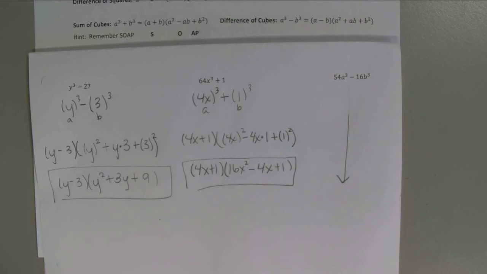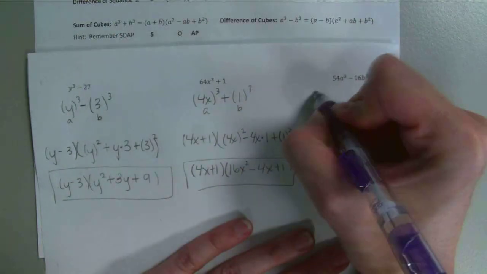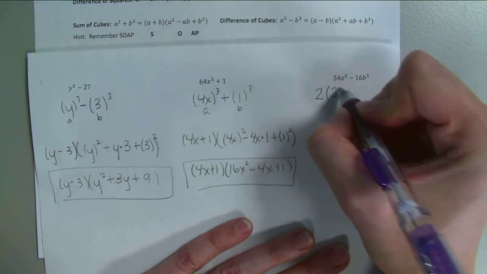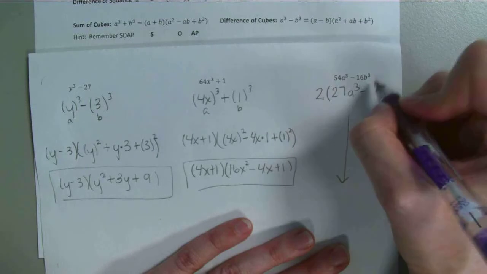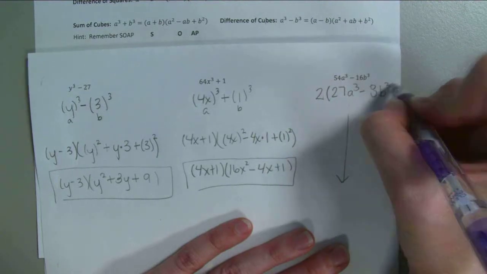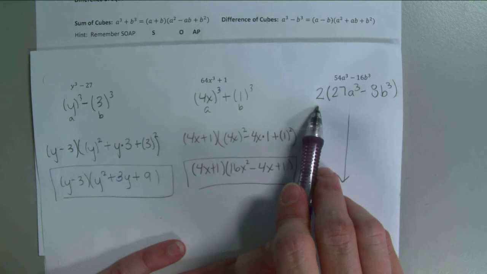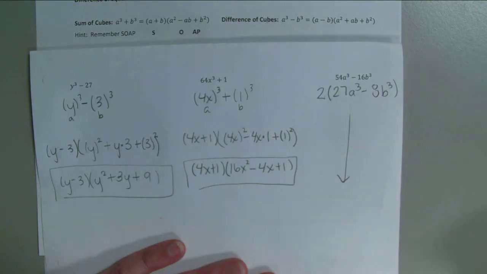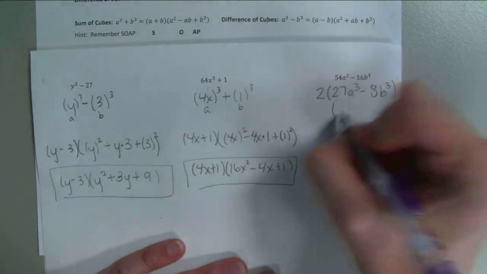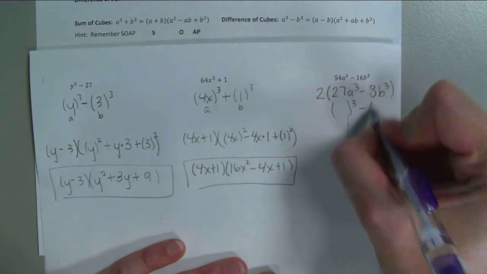So take out a 2, because that will leave you with the 27, which is 3 cubed, and the 8, which is 2 cubed, all right? So we're going to take out a 2 first, and we're going to write this as 27a cubed minus 8b cubed, all right? So 2 is going to be part of our final answer. I'm going to forget about that too. Then here, let's figure out what our A is and what our B is.